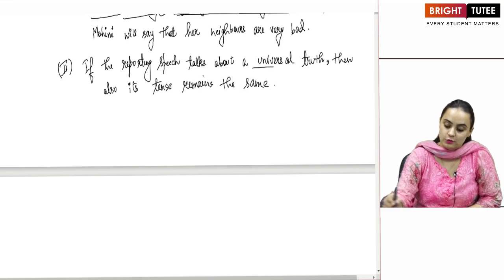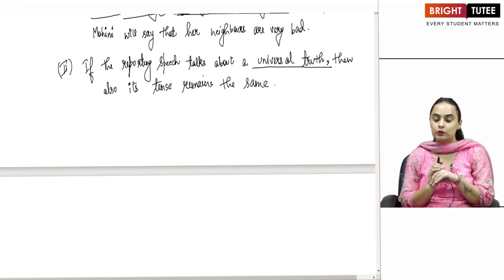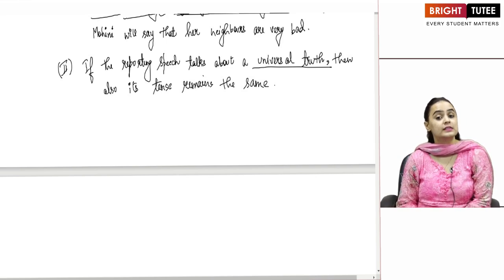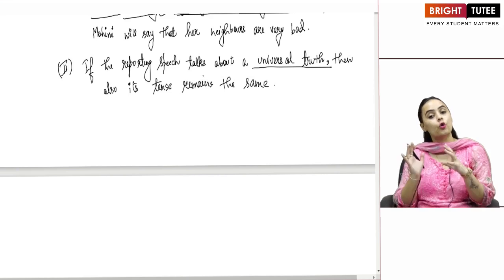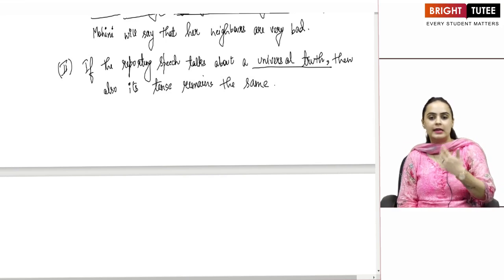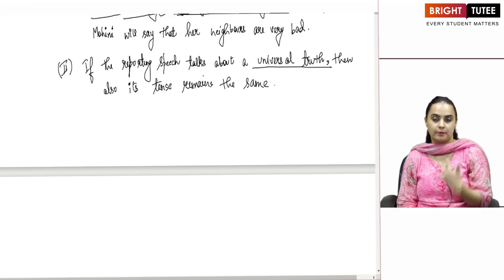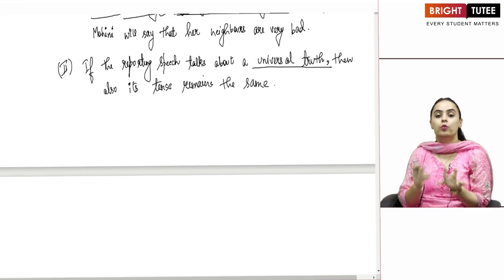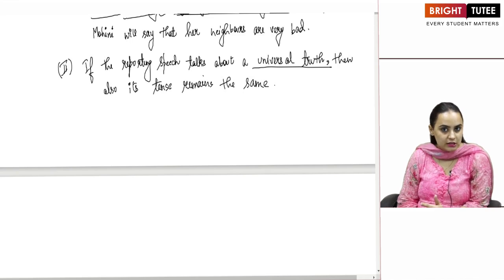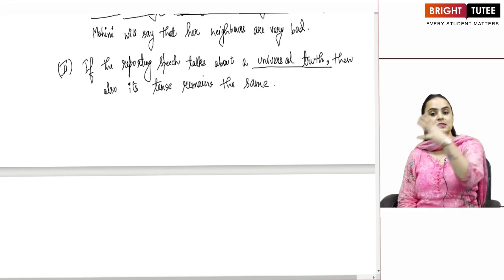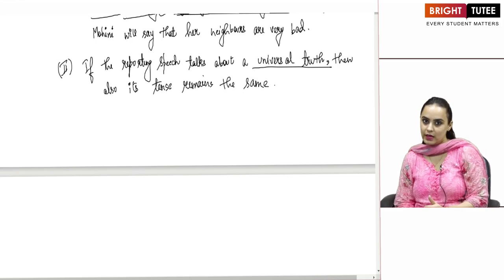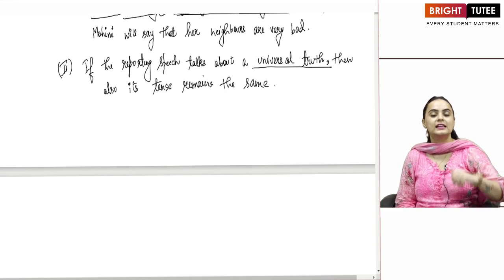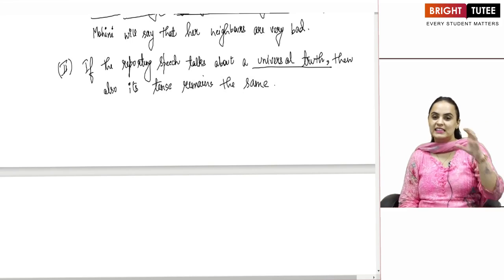Now, what is a universal truth? Universal truth refers to a statement which cannot be denied, which holds true. You and me cannot change it. For example, sentences like the water boils at 100 degrees, the sun rises in the east and sets in the west, the Taj Mahal is in Agra. Okay, these are what?